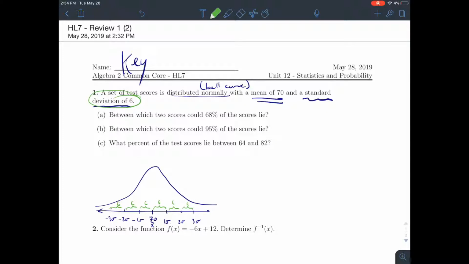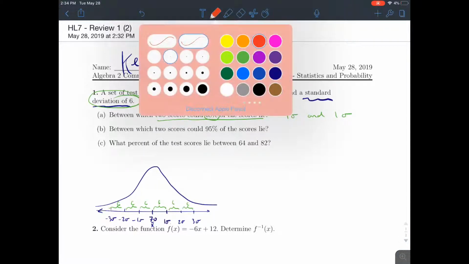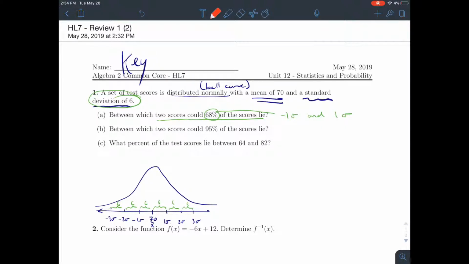All right, next up, between which two test scores could 68% of the scores lie? 68% means between -1 sigma and 1 sigma. Looking at the graph, oh, we didn't actually calculate these. So if we go down 6, that'll be 64. Down 6 more from 64 would be 58, 52. Up 6 from 70 is 76, 82, 88. So 68% of the data will be between -1 and 1 sigma, which will be from 64 to 76.